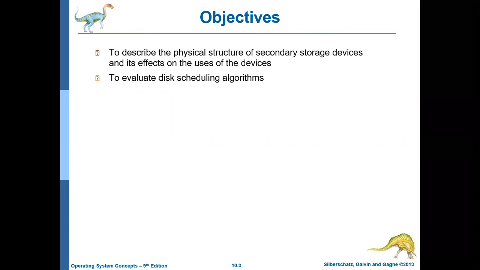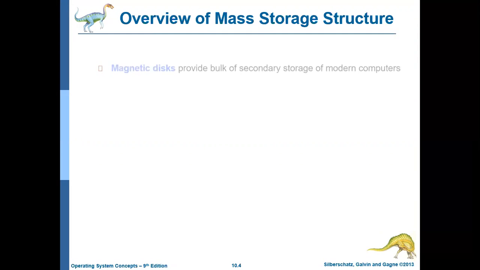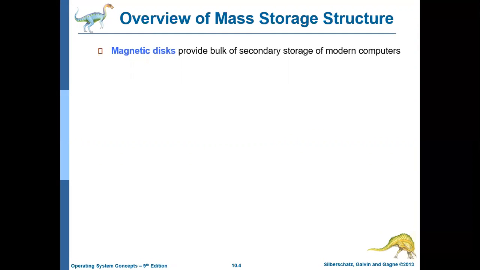The objective of this chapter is to describe the physical structure of secondary storage devices, that is mainly hard disk, and its effect on the use of the devices. And also we'll be discussing several disk scheduling algorithms. So let us start with the overview of mass storage structures.